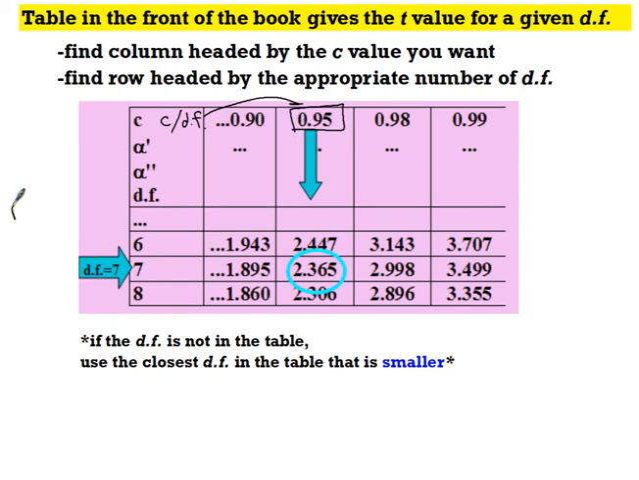d.f. is 7, so that means your sample size must have been 8. So 8 minus 1 gives you that 7. You cross-reference that, and there is a critical score that goes along with it. On the back of the book, or the bottom of that table too, it says that if the d.f., the degrees of freedom, is not in the table, always work your way back to the smallest one on there.